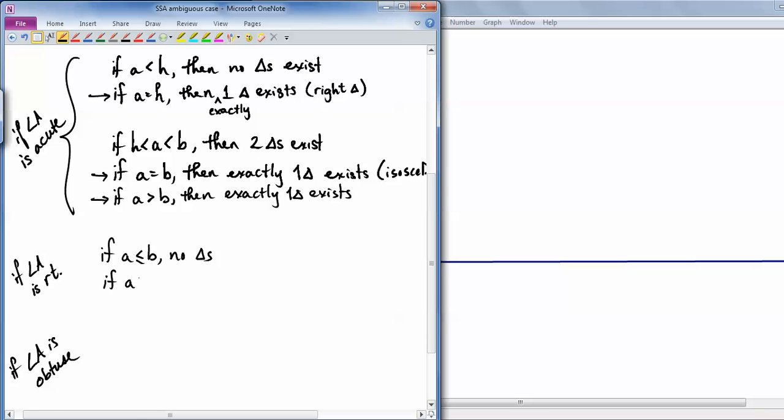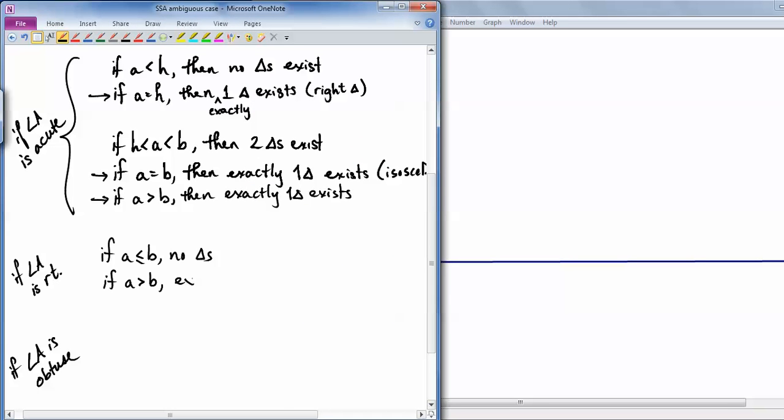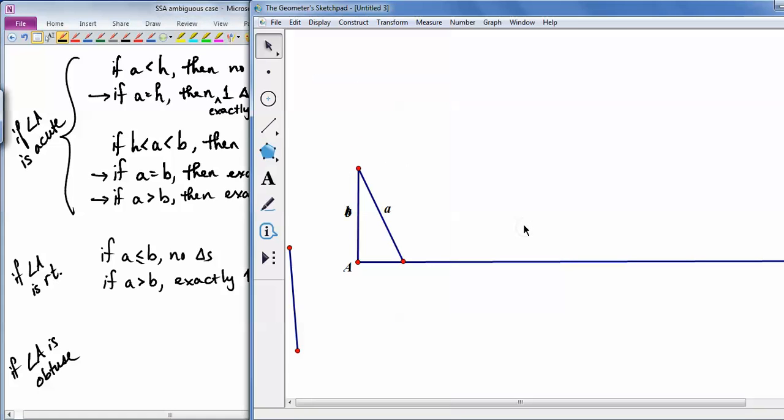If A is greater than B, you can tell over here, you can only form the triangle on the one side. If I come over here, there's that zigzag shape but no triangle. So it's got to be over here. Exactly one triangle. And then the same sort of thing happens if I make angle A an obtuse angle.